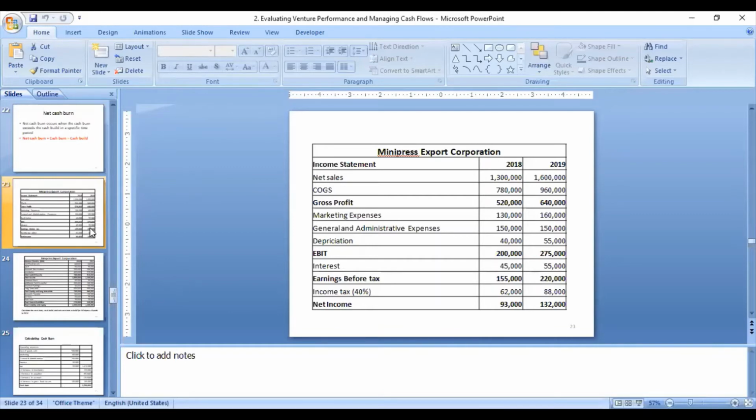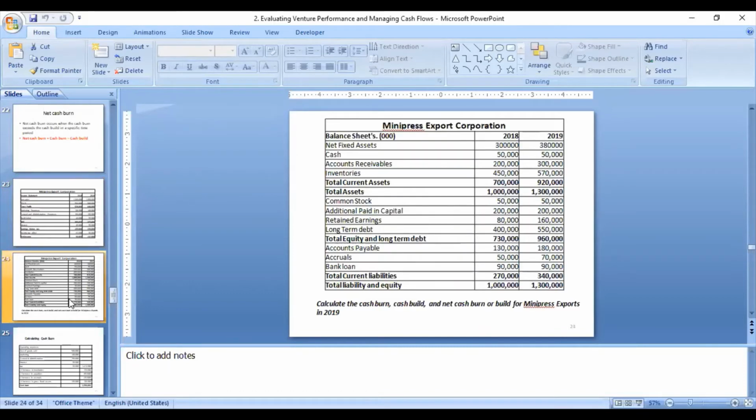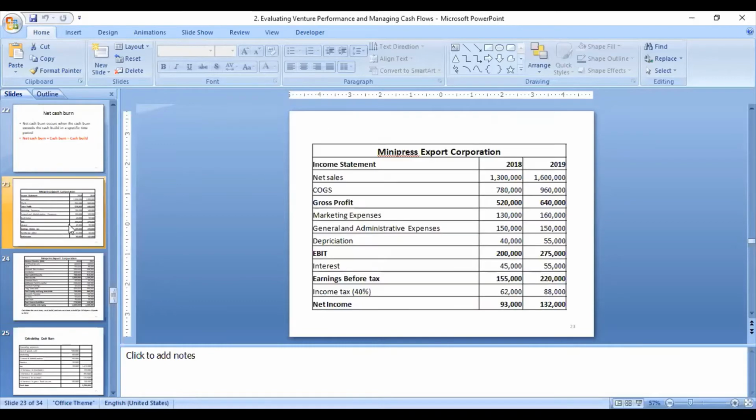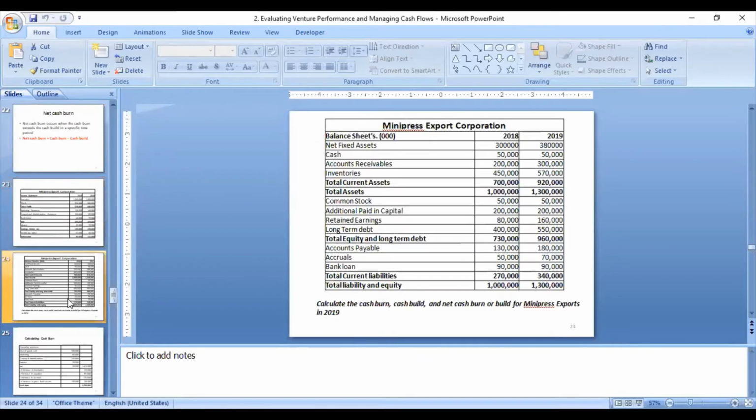Now, I think we can understand these two concepts again using an example. You are given the income statement of Minipress Export Corporation. Income statement information for two years is given, 2018 and 2019. A very simple income statement here: net sales, cost of goods sold, gross profit, marketing expenses, general administrative expenses for two years, depreciation, interest, income tax, and net income. So that is a very simple income statement. And also a balance sheet is there for Minipress.